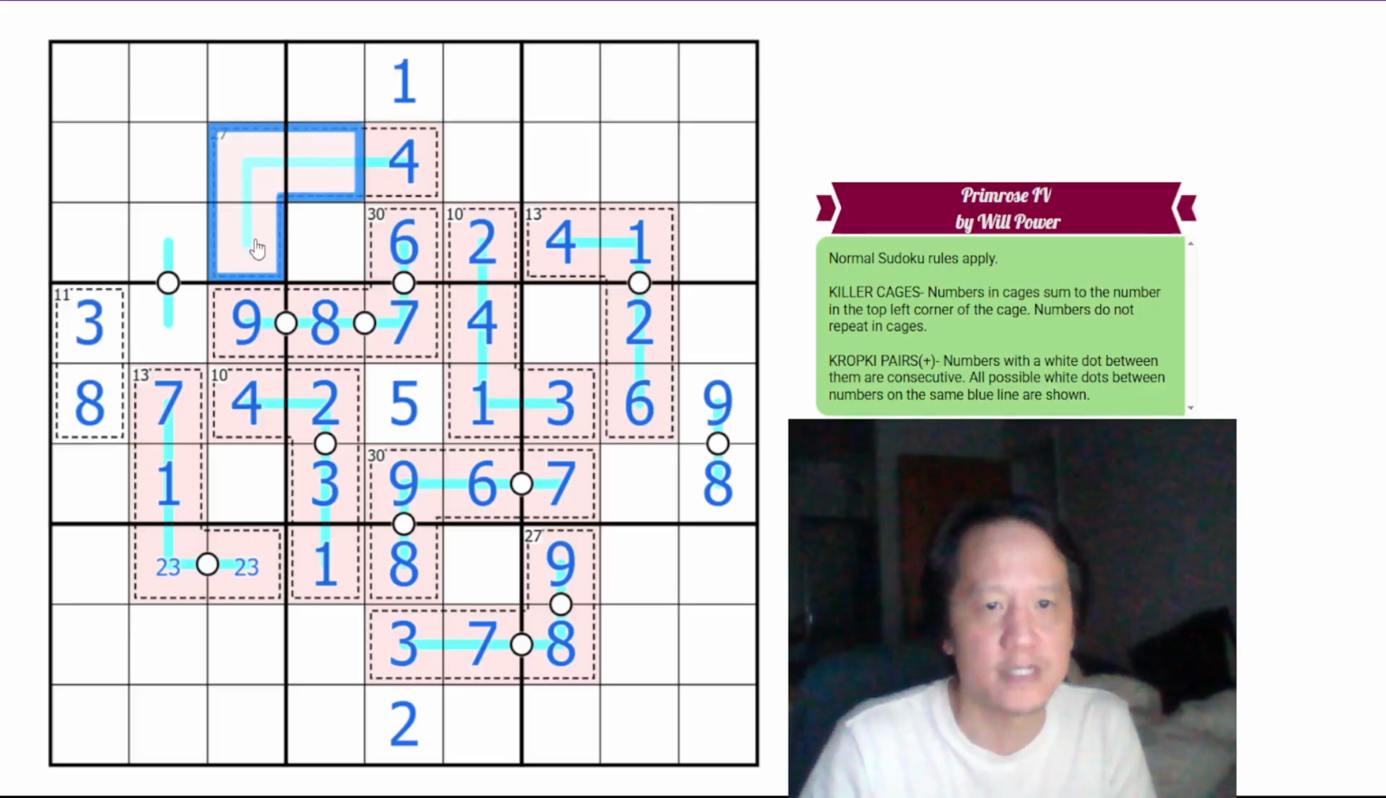This must be 6, 8, and 9. 9 can't be here, so this is 9. 8 can't be consecutive here because there's no dot between them. So this is 6, this is 8.